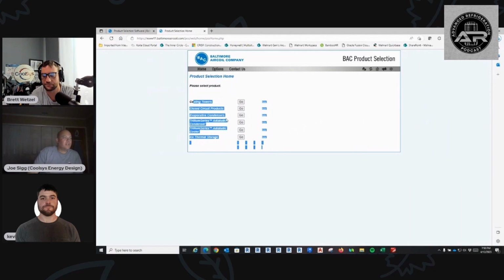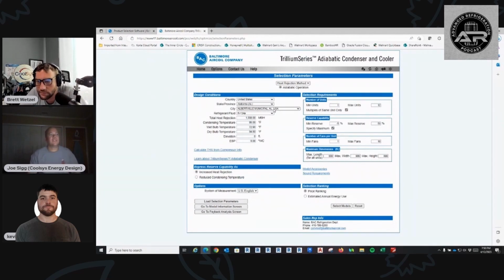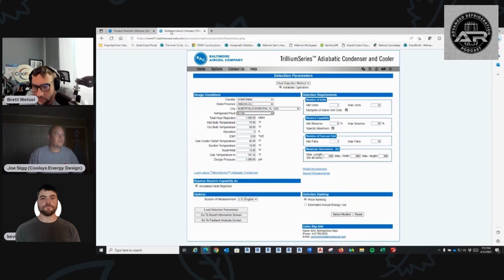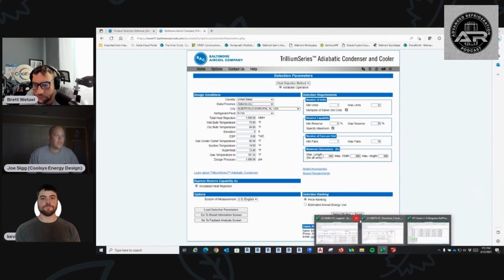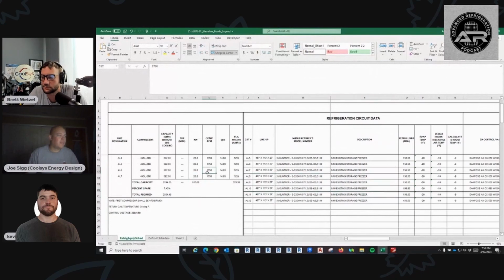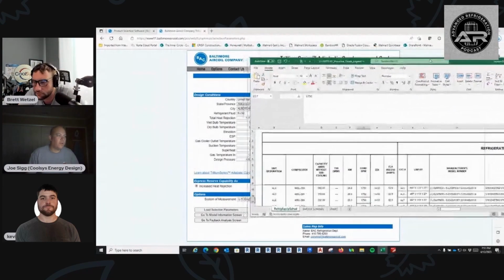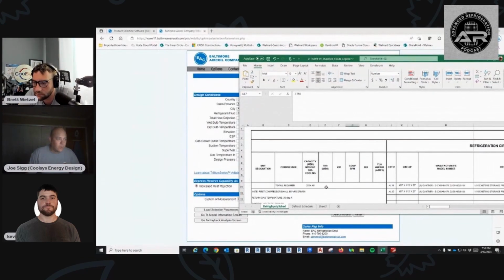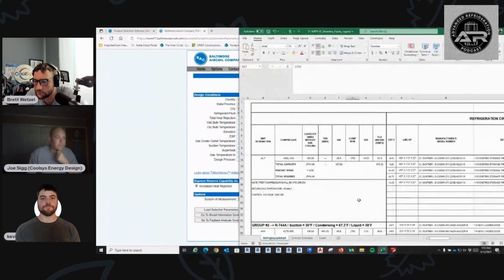What we tend to use a lot is the adiabatic condenser selection. Don't let it fool you. It says condenser, but it is for a gas cooler for CO2. You select your gas, 744 in this situation. Let me go back to my schedule. I'll look at my conditions and I'll select a real world adiabatic gas cooler for this system.